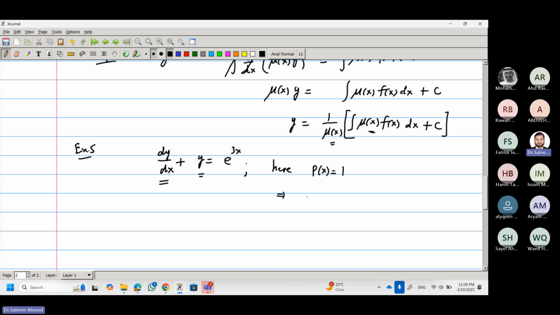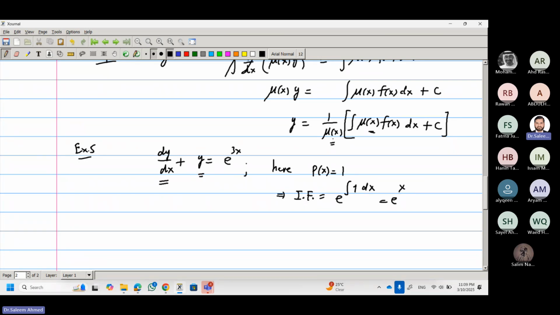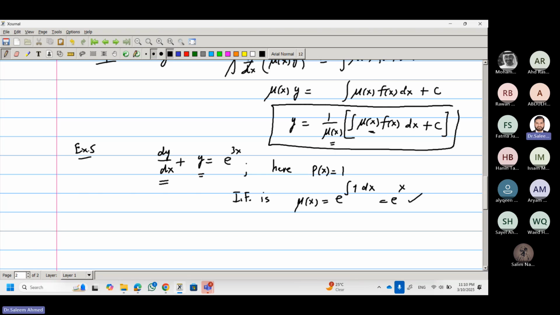So this implies that my integrating factor will become e to the power integral of p of x dx, which is integral of 1 dx. So it is e^x, right? This is my mu of x. The integrating factor, we call it mu x, equal to e^x. If you want, you can put it in the final solution here. If you remember this one, you can put it here and get the solution.